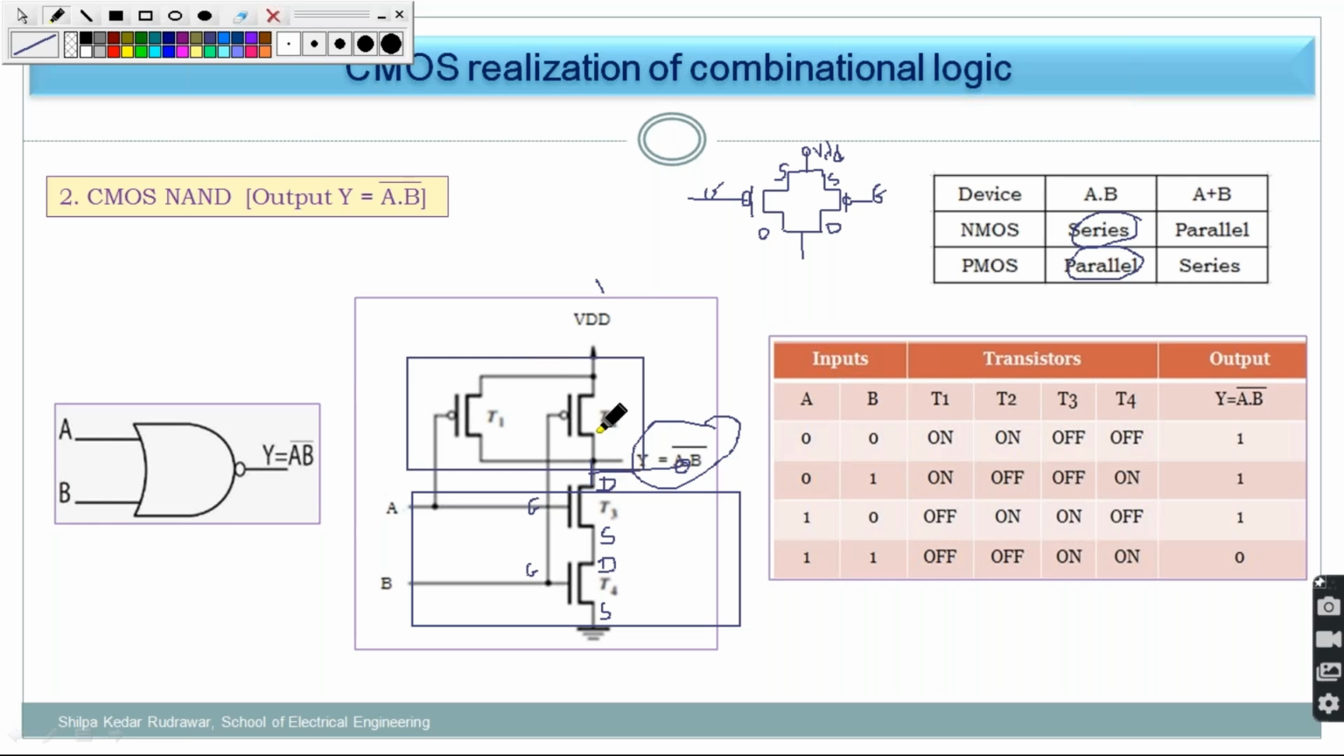A into B is implemented in NMOS as a series combination and implemented in PMOS as a parallel combination. The intersection of that forms your output, and A should be connected with A because there are two transistors. One is for the A variable, another is for the B variable. So A with A and B with B you need to connect. Otherwise you would need to give a different input, and this should not happen as there are only two inputs. So you need to combine them with each other.